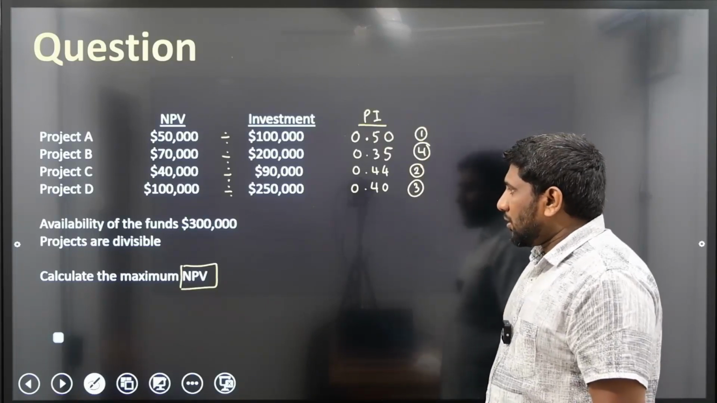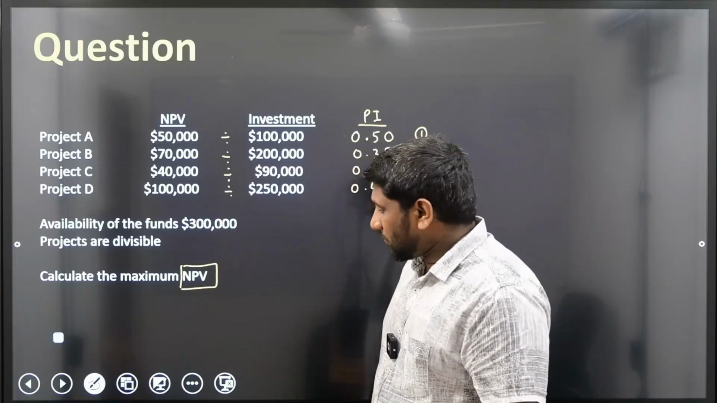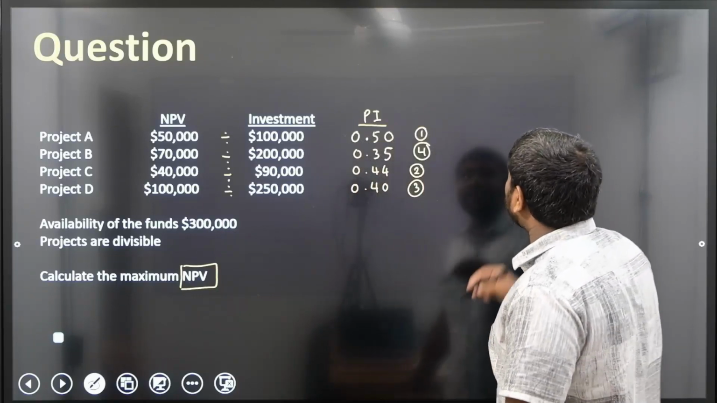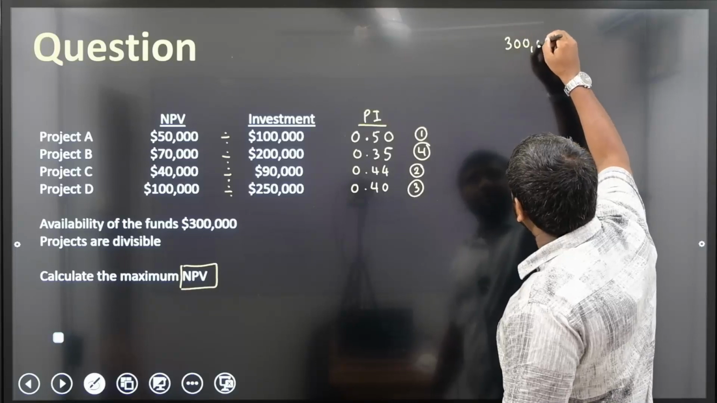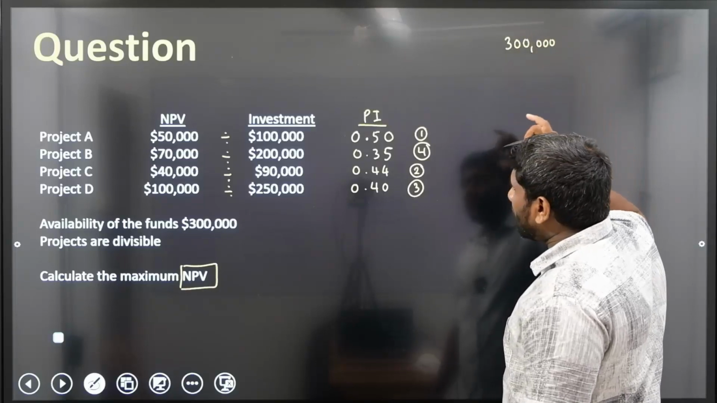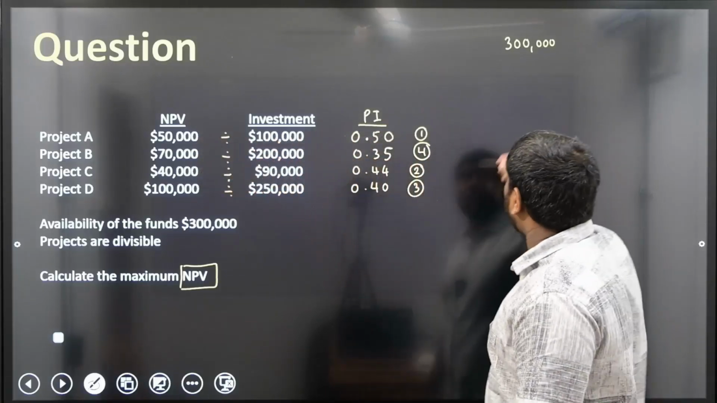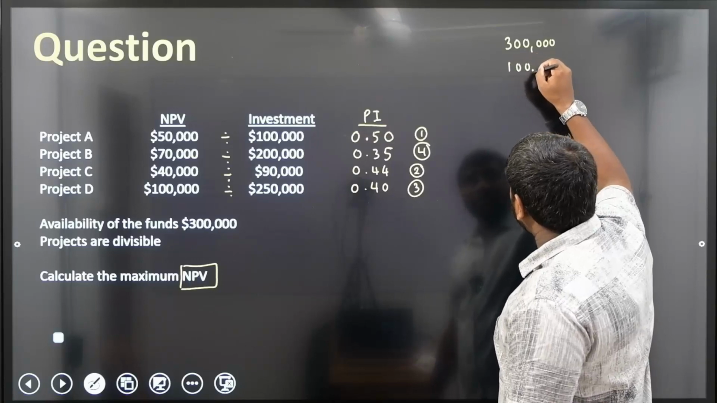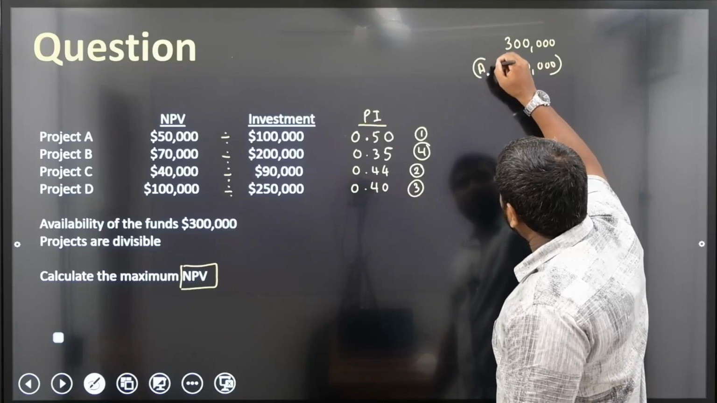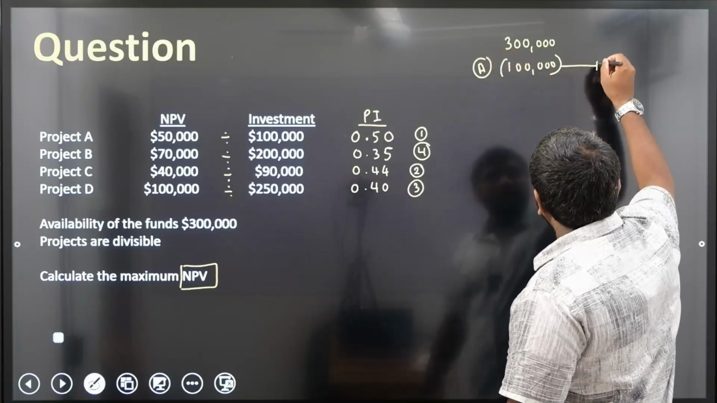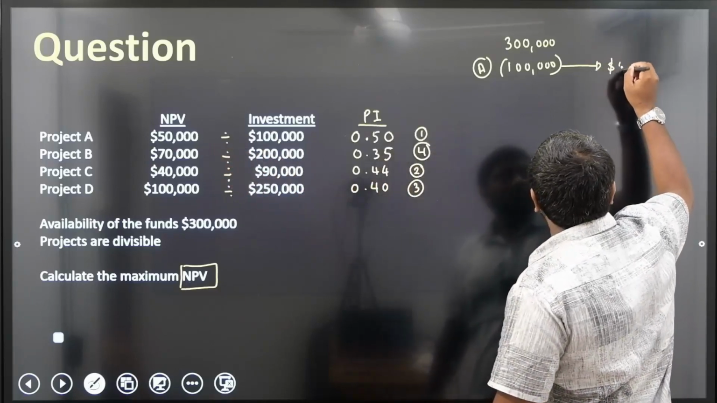Okay. Now everyone understand how much money that I have. 300,000. So using this 300,000, what is the maximum return that I can get? So first, using this 300,000, I will invest in the project A. In project A, how much I will invest? 100,000. By investing 100,000, how much NPV I will generate? I will generate an NPV of 50,000.